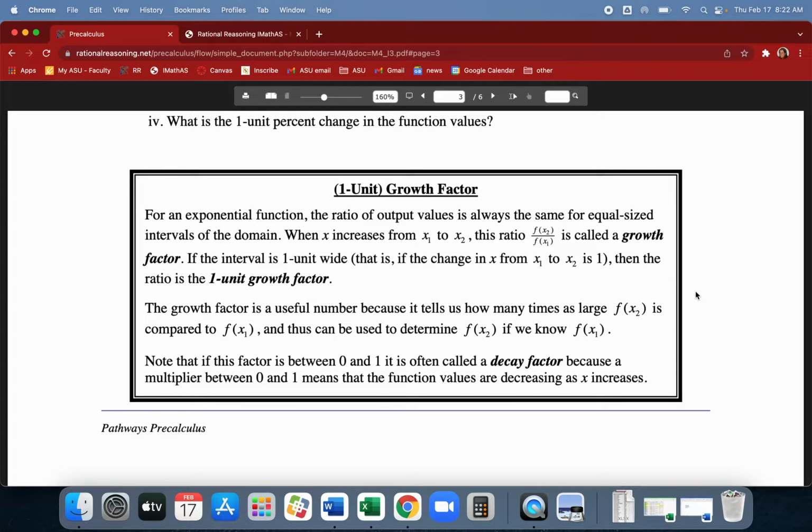So f of 3 divided by f of 2 or f of 7 divided by f of 6. If I have a whole table of values and I do that division and it keeps coming out to be the same result, or at least close enough that it could have just been rounding, then I say, oh, well, this fits an exponential pattern or there's a percent change pattern. And the result that I'm getting is that growth factor, the 1 unit growth factor, if you're taking things that are 1 unit apart.